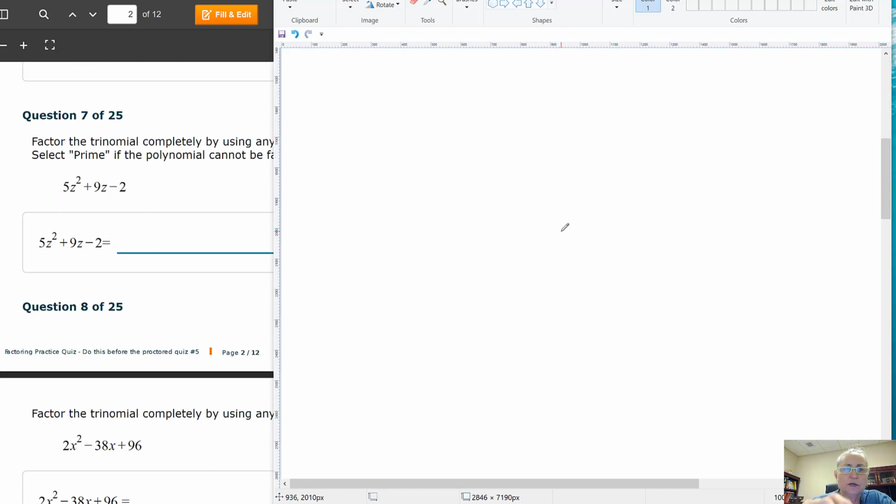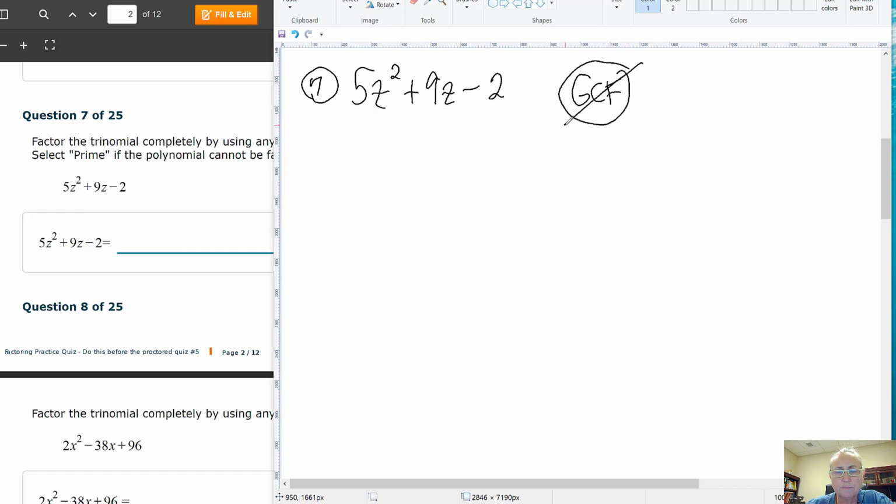Now we get to one where there is not a 1 in the very front of the trinomial. Number 7. 5z squared plus 9z minus 2. I look for greatest common factor. There is no common factor. There will be sometimes, there just hasn't been so far. We count our terms. We have 3 terms. That means we're going to use the AC method.